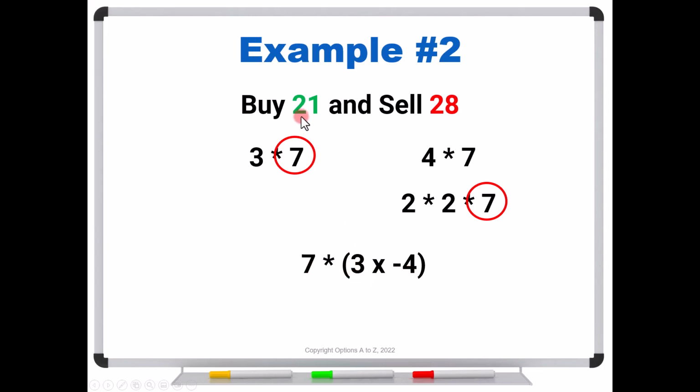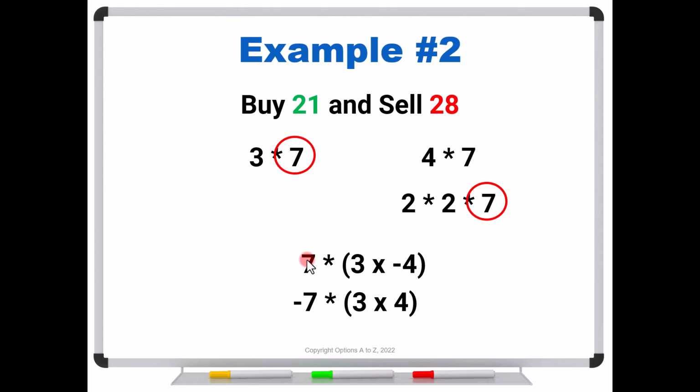7 times 3 would give me the 21. 7 times -4 gives me the short 28. As before, some brokers might show that as -7, 3 by 4. Now, some brokers will do this for you automatically, others won't. And if they don't do it for you automatically, this is the key number that you need to know how to figure out. Otherwise, the trade will get rejected.